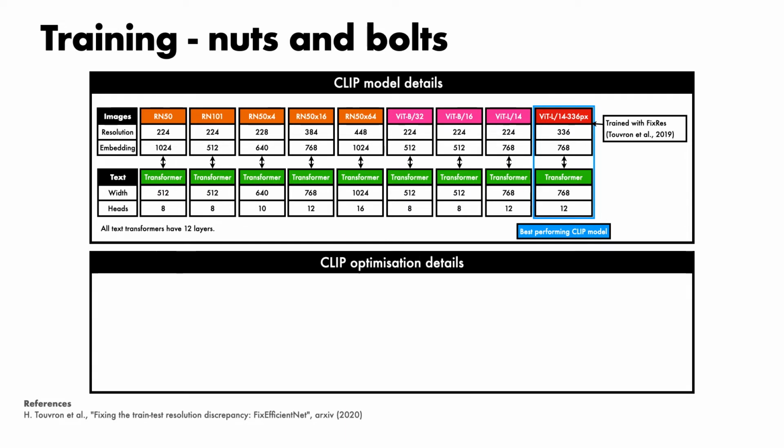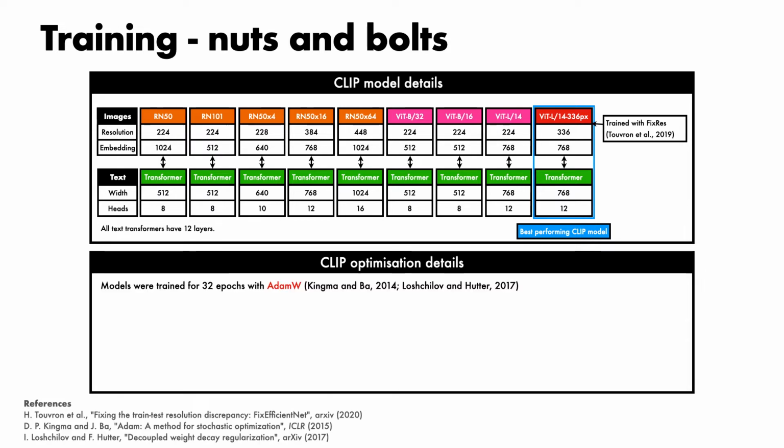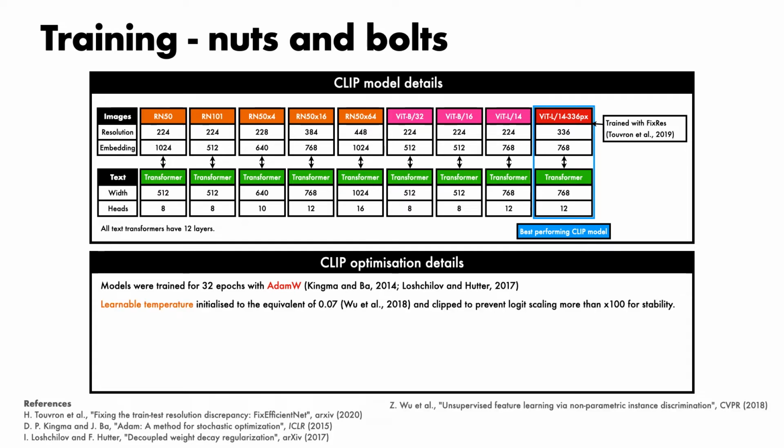For optimization, the models were trained for 32 epochs using Adam with decoupled weight decay. The learnable temperature parameter was initialized to the equivalent of 0.07 used by Wu et al. in their self-supervised contrastive training method, with clipping employed to prevent logits from being scaled by a factor of more than 100, after it was found that this helped stability during training.